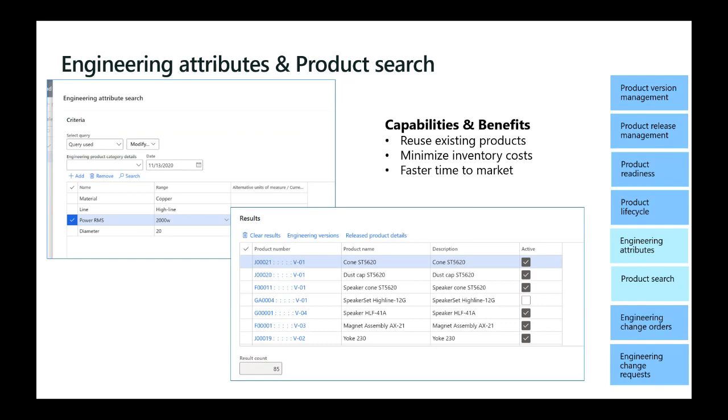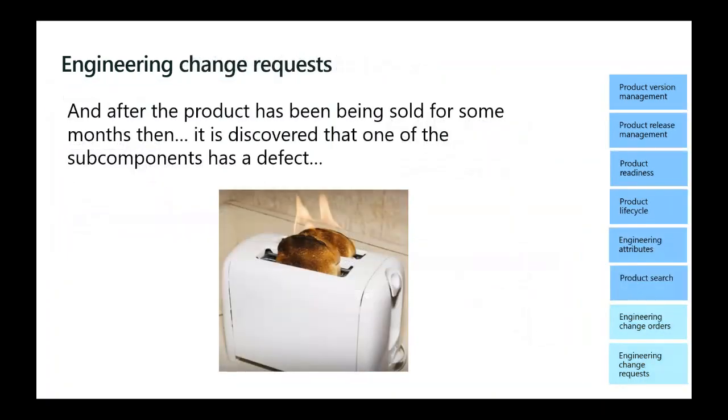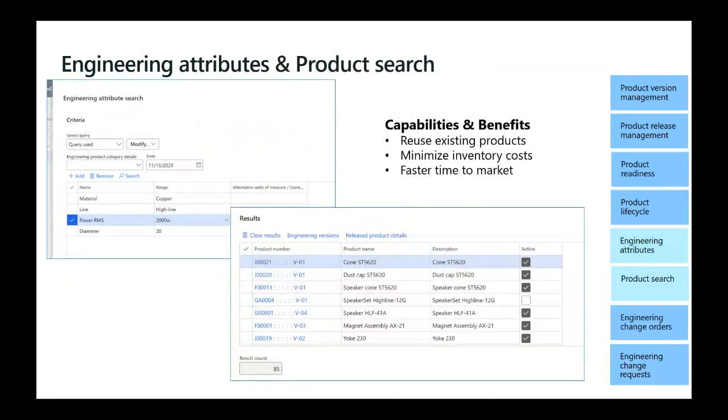So in this way, you can reuse the products. It's really fast for sales takers and other people to quickly identify those products. And basically it lets you reuse them, minimizing your inventory costs and gets you faster to the market. So you don't have to create another product where you have a similar one that maybe it's good for the customer.